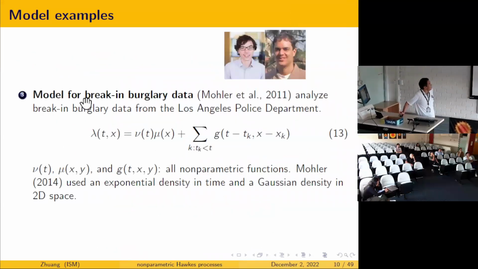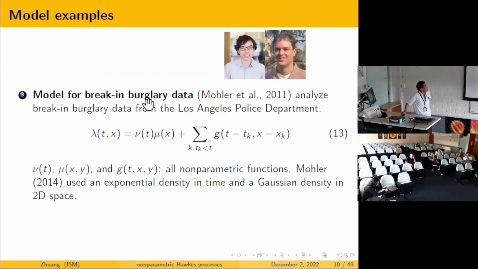Another example, in crime data analysis, one of the models used is for break-in burglary data in Los Angeles. This is by Mohler in 2011. This is the first article to use the Hawkes process to model crime behavior. It is a kind of separable space-time form for the background and the triggering part.